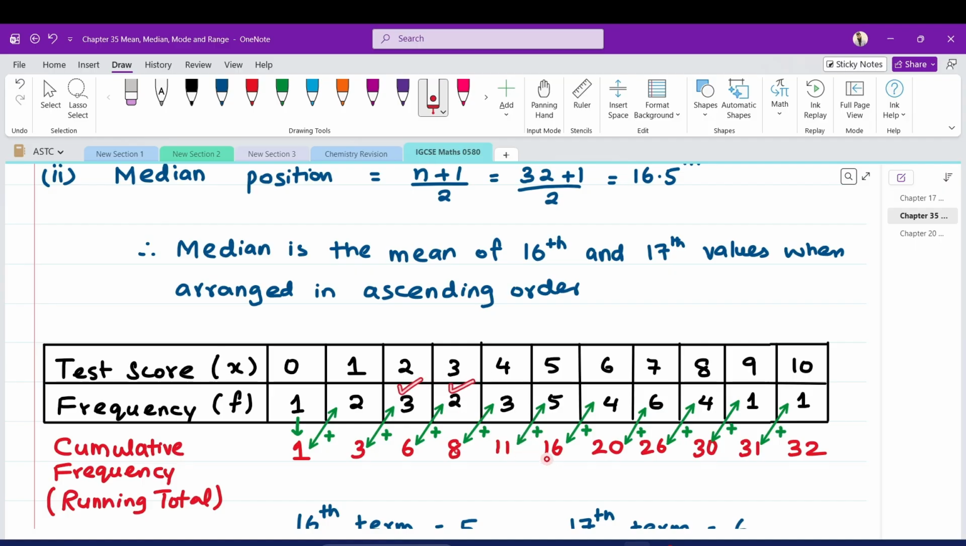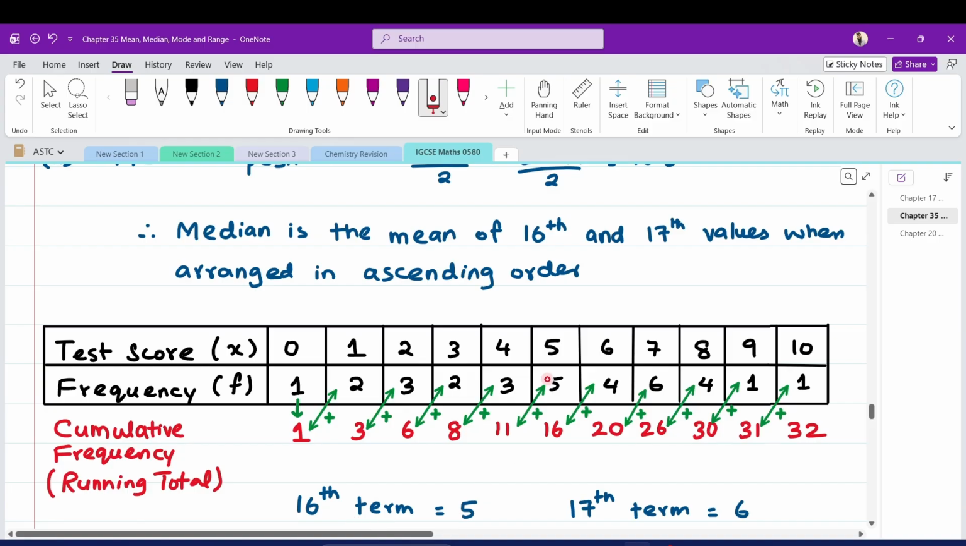So let's see. The 16th term is 5. After that, we have 20. Why is it 20? Because after 16 terms, let's say that the 16th position was 5. After that, 6 was occurring 4 times. The score of 6 was occurring 4 times, right? So therefore the 16th term is going to be 5. The 17th term is going to be 6.